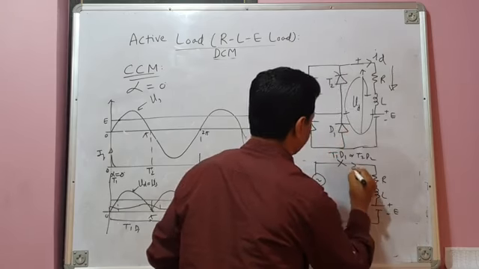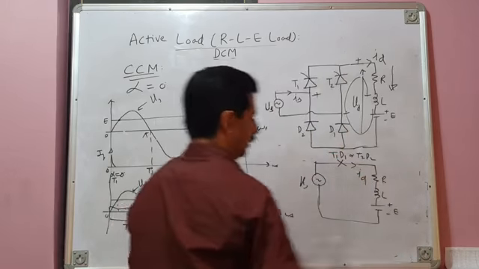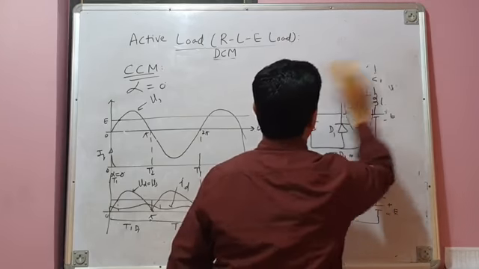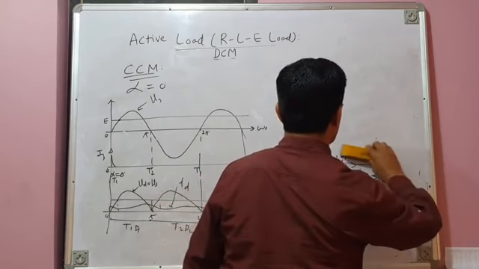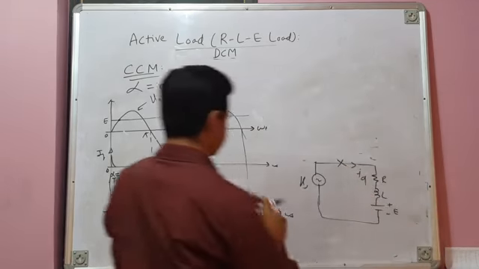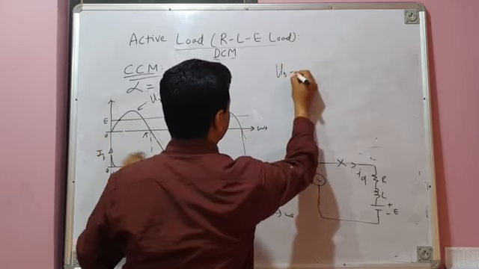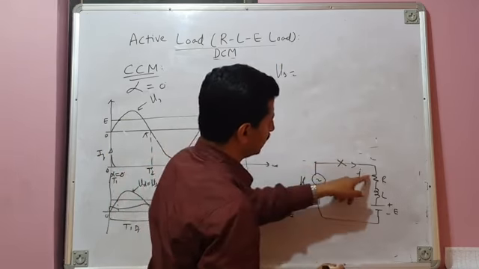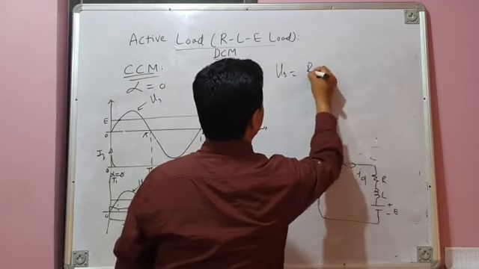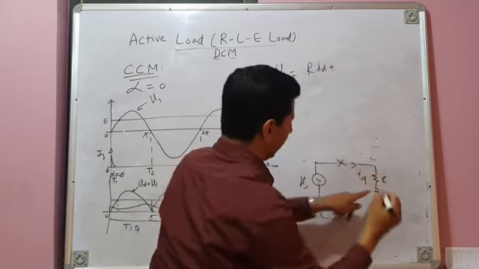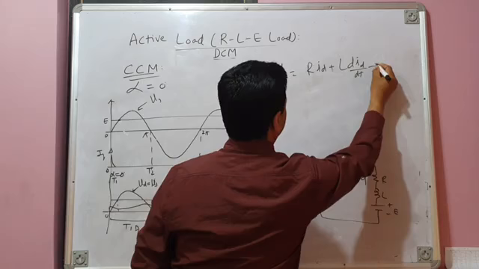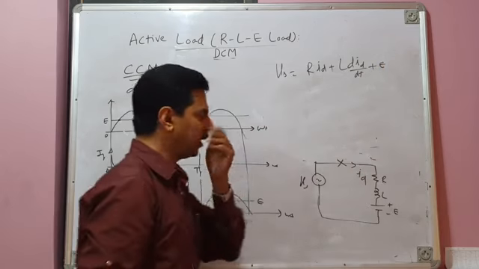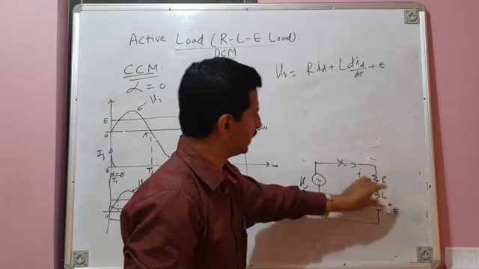And this is the load current ID. Now, when I draw this equivalent circuit, I can apply Kirchhoff's voltage law. Here I can write Vs is equal to, applying KVL, this voltage drop R into ID plus L dId by dt plus E. Okay, so Vs is equal to this drop plus E.